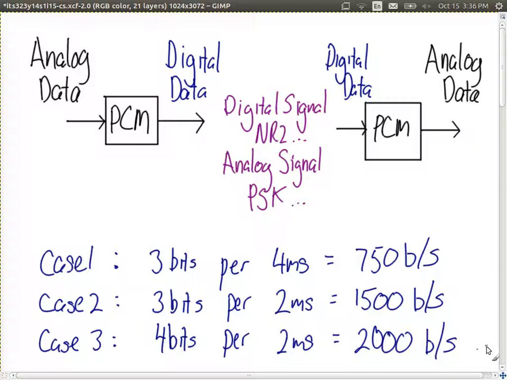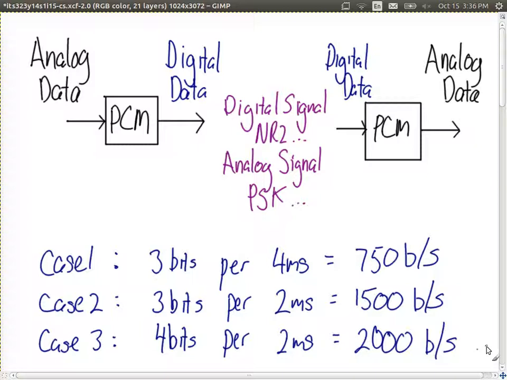Okay, good. Case three, because even though it's a higher number, this is what we require to send the data across our link or network. The best way to think of it is that we have a link with some capacity. Maybe 10,000 bits per second. That's our link data rate, 10,000 bits per second.